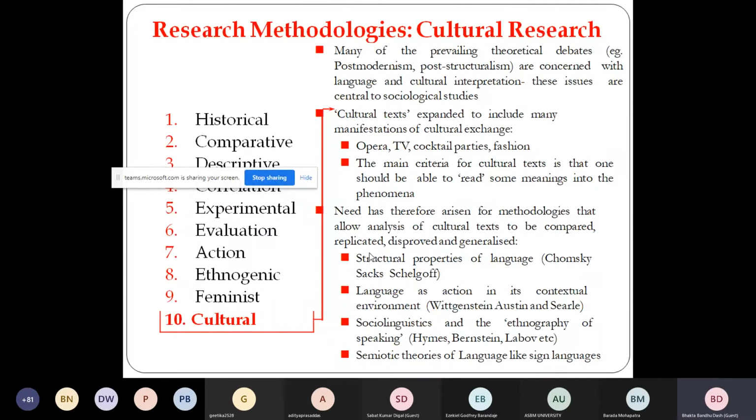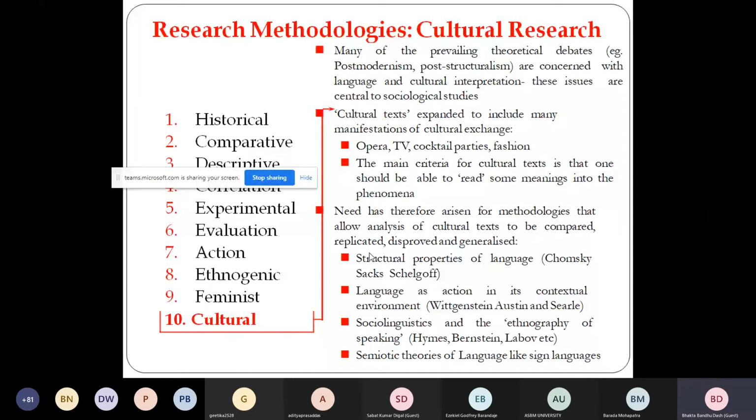So the main criterion of a cultural text is that one should be able to read some meanings into the phenomena. You have to be very clear why you undertake that. What is its necessity? How is it relevant to your main research objective? So therefore it is generated out of the different methodologies which allow you to analyze the cultural text, that can be replicated, that can be disproved, and that can be generalized.